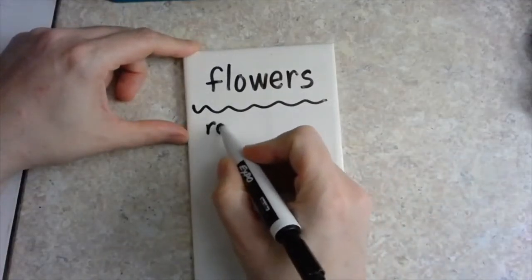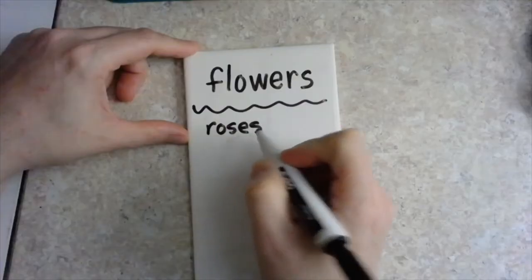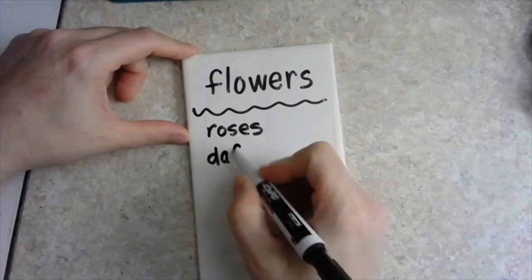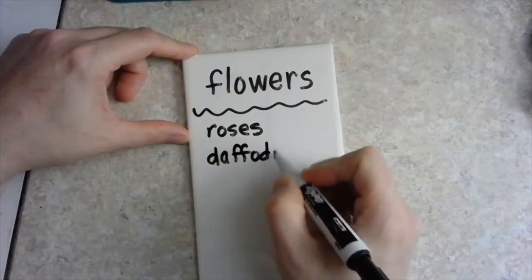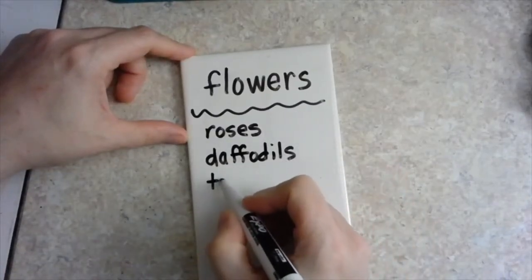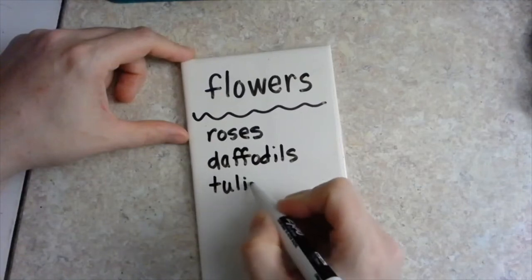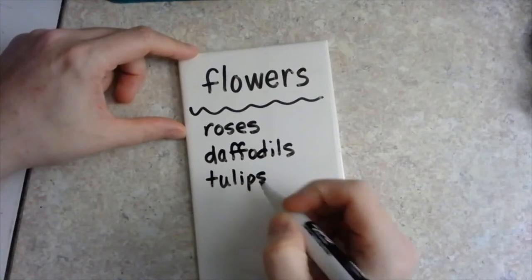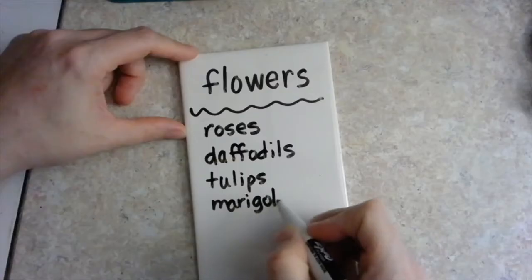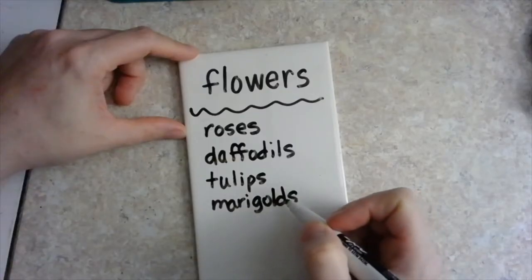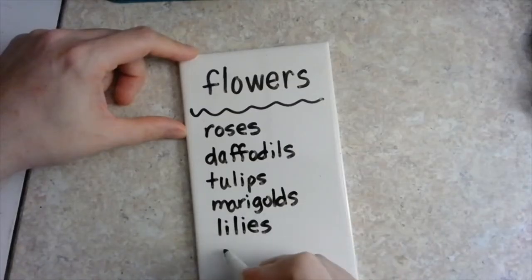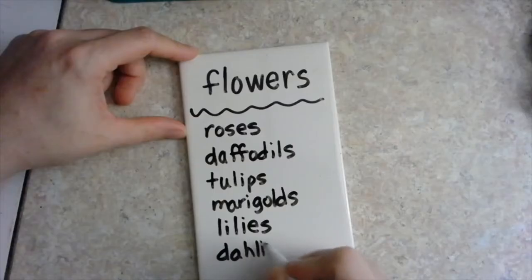Let's see, roses. Let's see, daffodils. Those are like the first yellow flowers of spring. Daffodils, what else? Oh, tulips. Let's see, marigolds. What else? Oh, lilies are good. Yep. Lilies, dahlias.